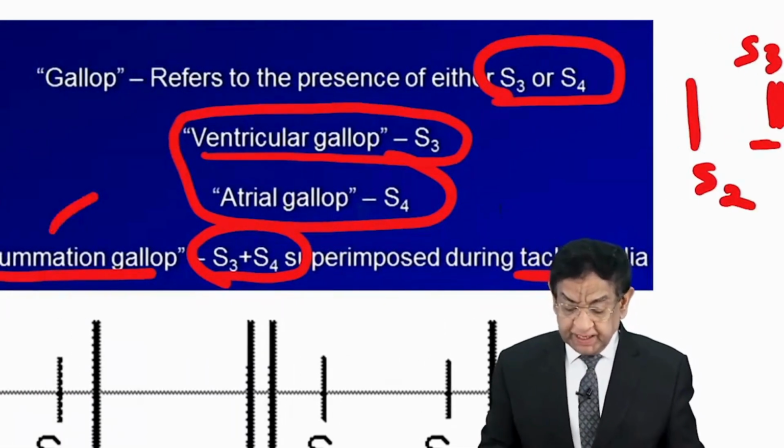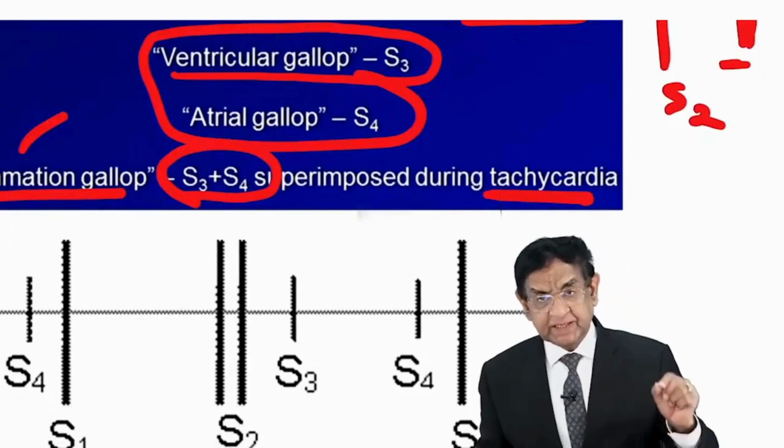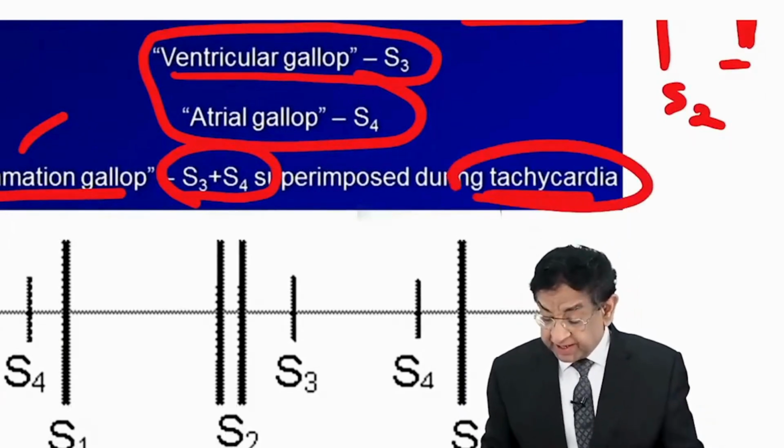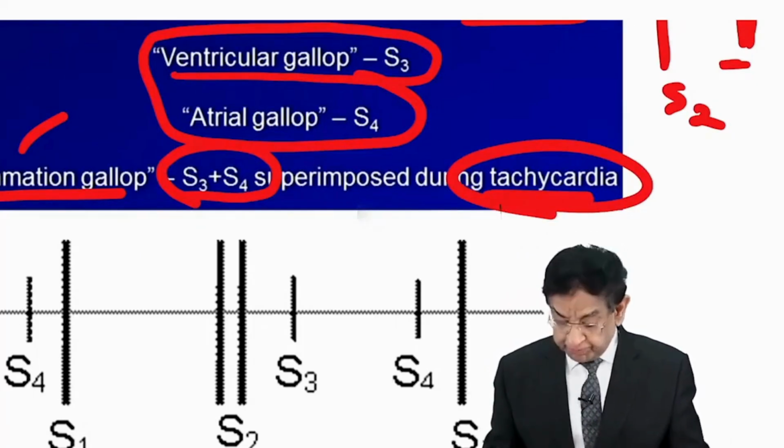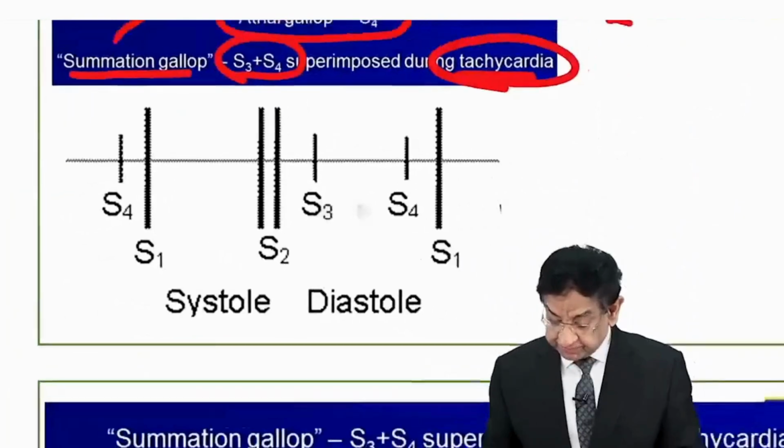The question will be asked to you: summation gallop is heard in which condition? Tachycardia. In tachycardia, S3 and S4 tend to superimpose on each other, and that leads to it.